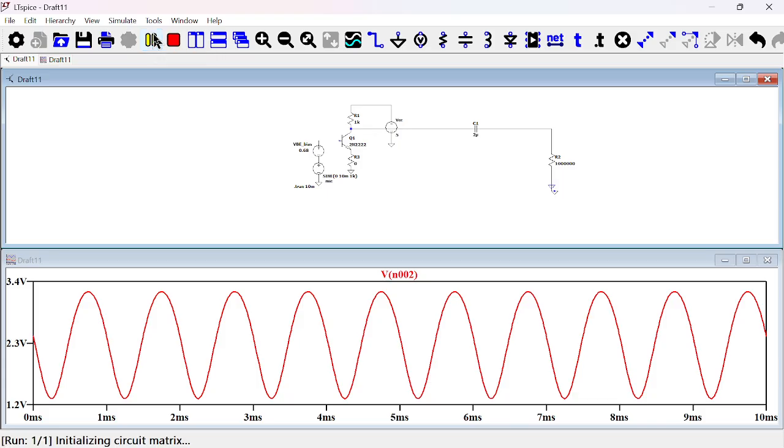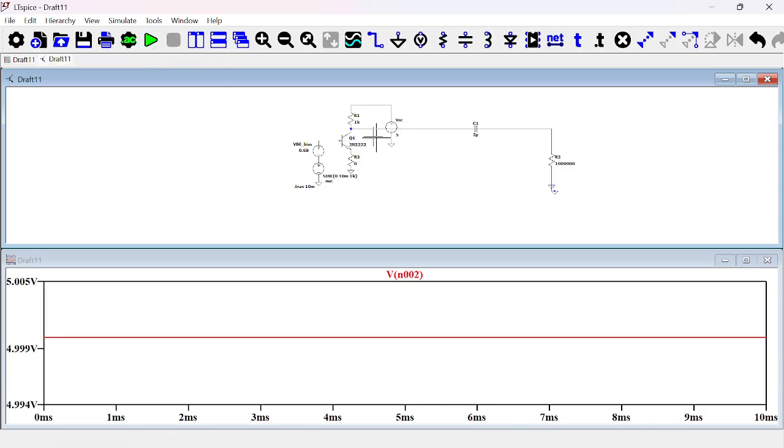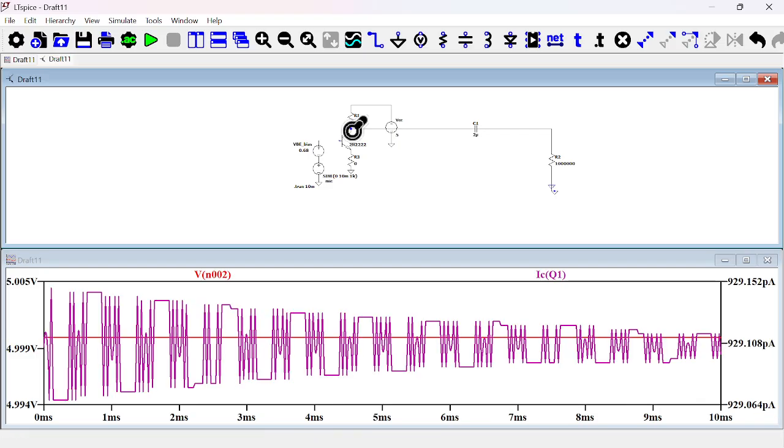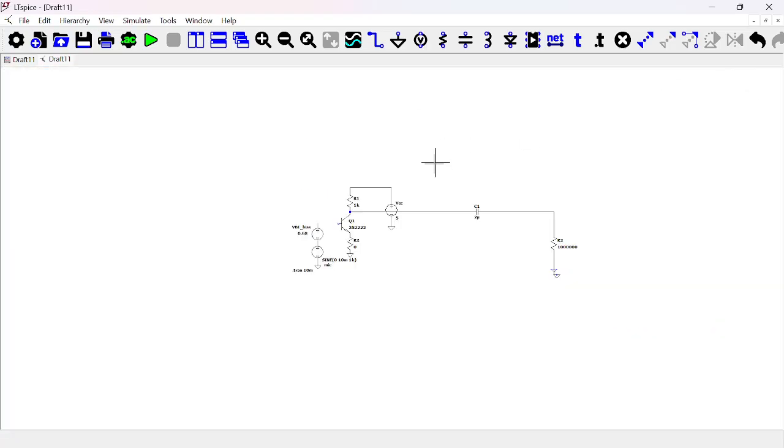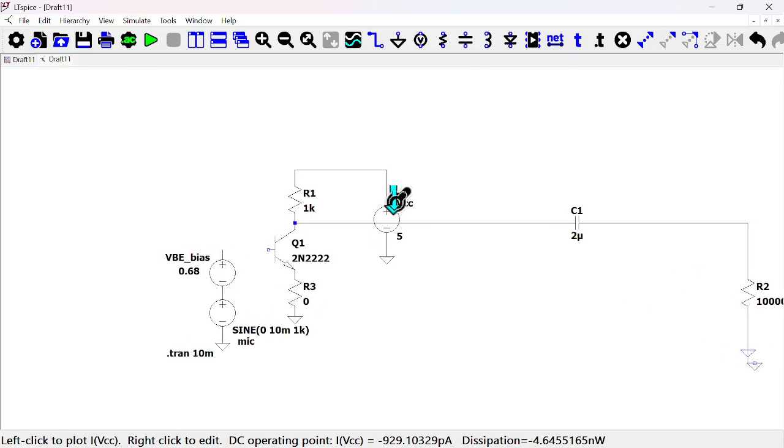and see what happens. So now the operating voltage here, forget about the scope, so just look down here, you see the operating voltage to be 4.999, basically almost 5 volts.